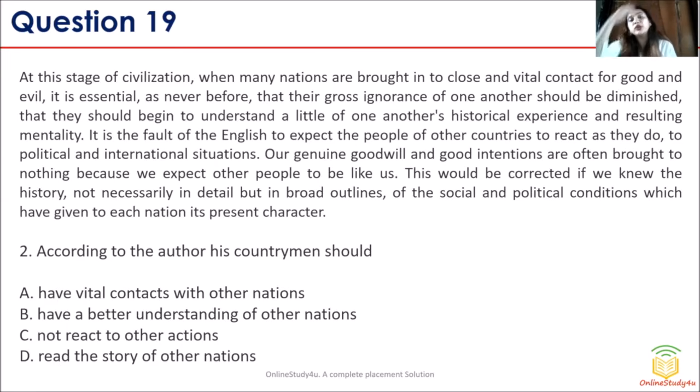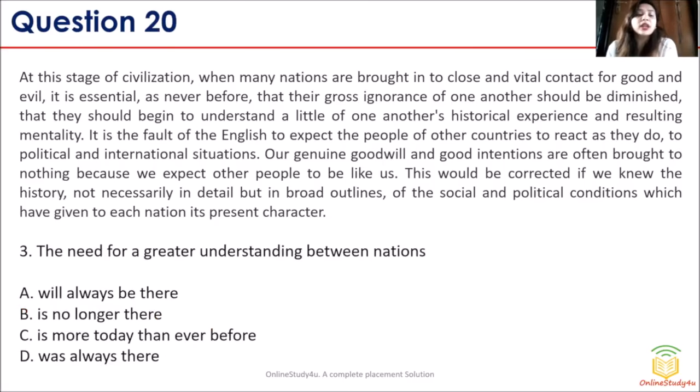So from the first line only you will get the answer that they should stop being ignorant of each other's past or histories or whatever. Basically, they should have a better understanding of other nations. See, it should begin to understand a little of one's other historical experience and resulting mentality. So from the first line itself, you get the answer to this passage, that for two, it will be according to the author, his countrymen should, it's not about having vital contacts, it's not about not reacting, but it is about having a better understanding of the other nations, right?